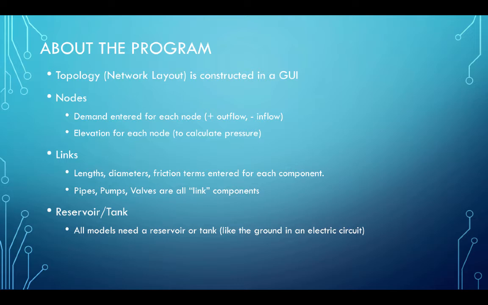More about the program. So the nodes have demands at each node, and we need to supply an elevation for each node. The default elevation is 0, so if we don't supply an elevation, it's going to assume that all pressure calculations are referenced to Z equals 0. If they're pipes, we're going to provide length, diameters, friction terms. Pumps and valves are also treated as link components. They have different data entry requirements. And then a reservoir or a tank, all models need a reservoir or tank. It performs the same role in a hydraulic circuit that the ground does in an electric circuit.